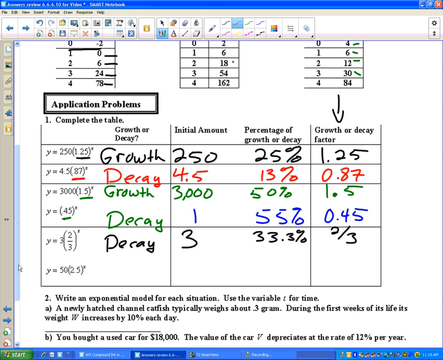The last one inside the parenthesis is 2.5. So this is growth because it's greater than 1. My initial value, what's in front of the parentheses, is 50. Percentage of growth, again, I would like to do the last column first. This is 2.5 in the parenthesis. The difference from 1 is 1.5, which is 150%.